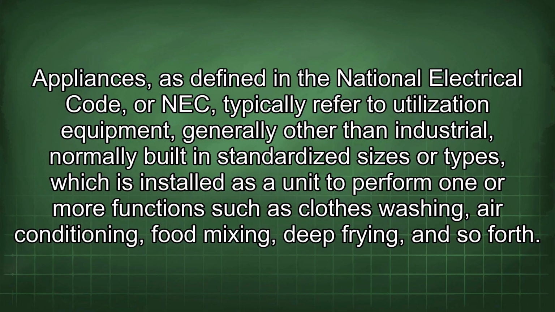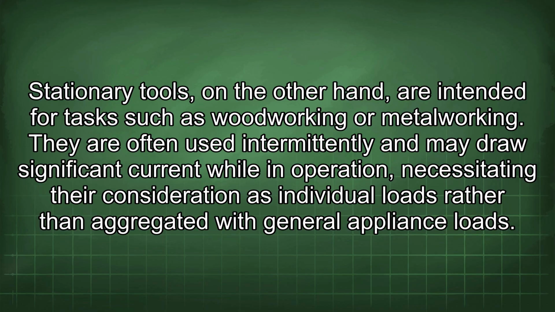Appliances, as defined in the National Electrical Code, or NEC, typically refer to utilization equipment, generally other than industrial, normally built in standardized sizes or types, which is installed as a unit to perform one or more functions such as clothes washing, air conditioning, food mixing, deep frying, and so forth. Stationary tools, on the other hand, are intended for tasks such as woodworking or metalworking. They are often used intermittently and may draw significant current while in operation, necessitating the consideration as individual loads rather than aggregated with general appliance loads.